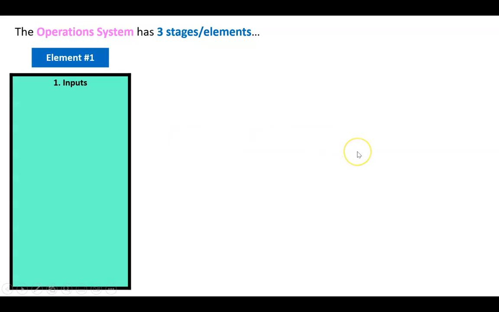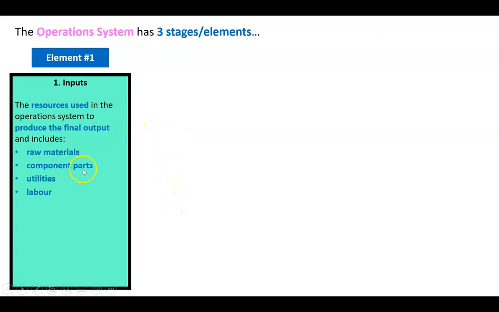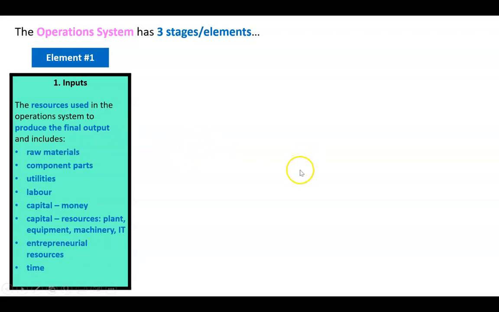Operations is related to the way the business produces its goods and services. So, basically, a bit of background before we can talk about them, and we'll cover this in much more detail for the third SAC of the year: the operation system has three stages or elements. The first one is inputs, and they're the resources used in the operation system to produce the final output. They're going to include things like raw materials, components, utilities, labor, money, which we call capital, but we also call capital resources, plant, equipment, machinery, IT, entrepreneurial resources, and time. But there's other things as well. But basically, these are the resources that we use to produce our output for the business.